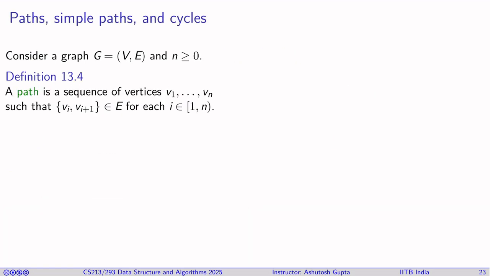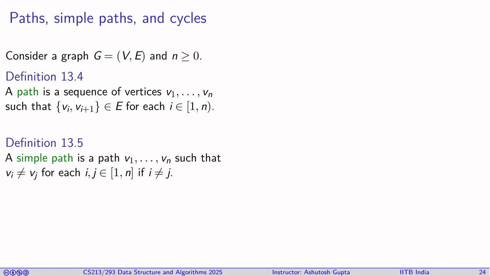Now let's continue. Now let's define paths, simple paths, and cycles. Again, we are given a graph V, E, and let's suppose n is a non-negative number. A path is defined as follows. It's a sequence of vertices v1 to vn such that every consecutive pair of vertices belongs to set E. A simple path is a path in which no node repeats. v1 to vn is again a sequence, and no vi is equal to another vj.